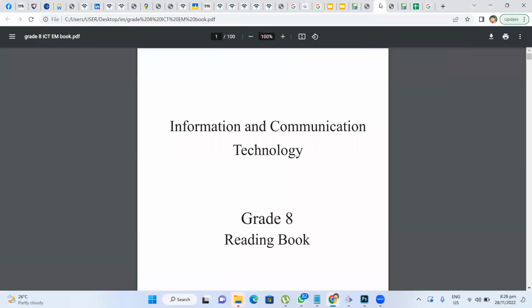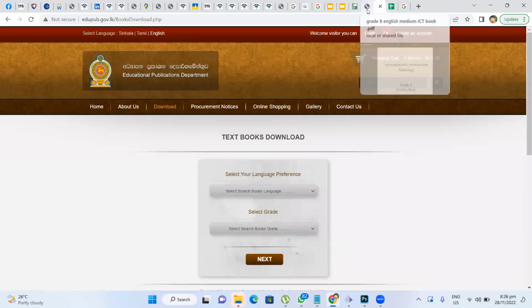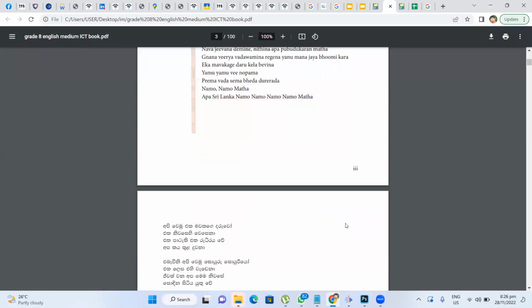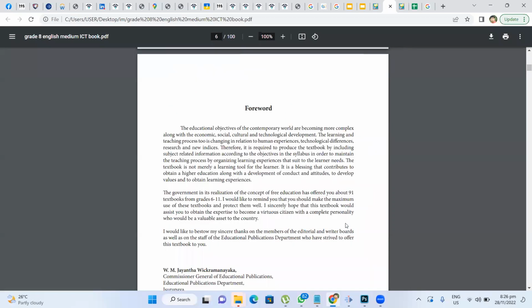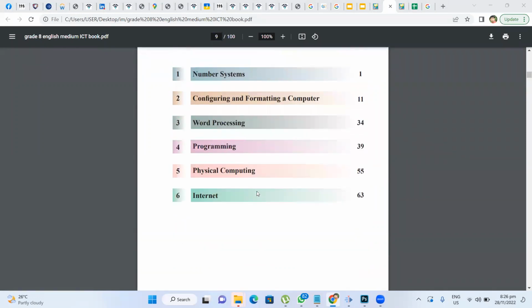So what are we going to learn in the grade 8 book? There are 6 important lessons. Earlier there were 7 lessons, but this one has 6 lessons. But these 6 lessons are very, very important. And in some lessons, you are going to learn mathematics and electronics in the grade 8 book.